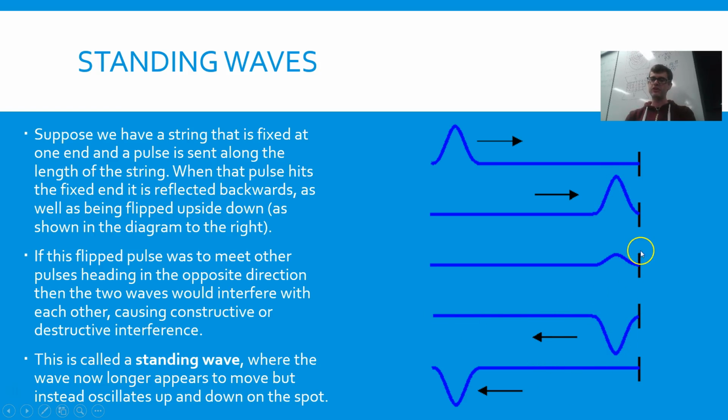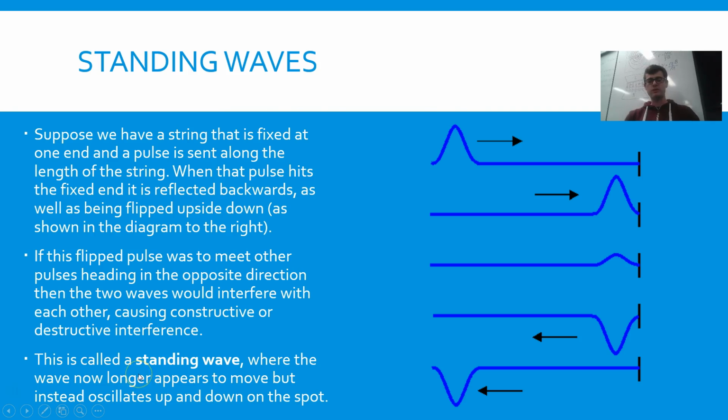But when it does that, it'll be inverted, which means it gets turned upside down. You can see the pulse is upwards to start off with, but when it hits the wall, it gets reflected backwards, and now it's upside down. Now what can happen is if that pulse that's being reflected then meets another pulse heading in the opposite direction, those two pulses can interfere with each other and produce either constructive or destructive interference depending on their position on the rope. So what happens then is you get what's called a standing wave. If you can make continual pulses along a string, you'll get a standing wave, which looks a bit like a regular wave, but instead of moving, it just oscillates upwards and downwards on the spot.